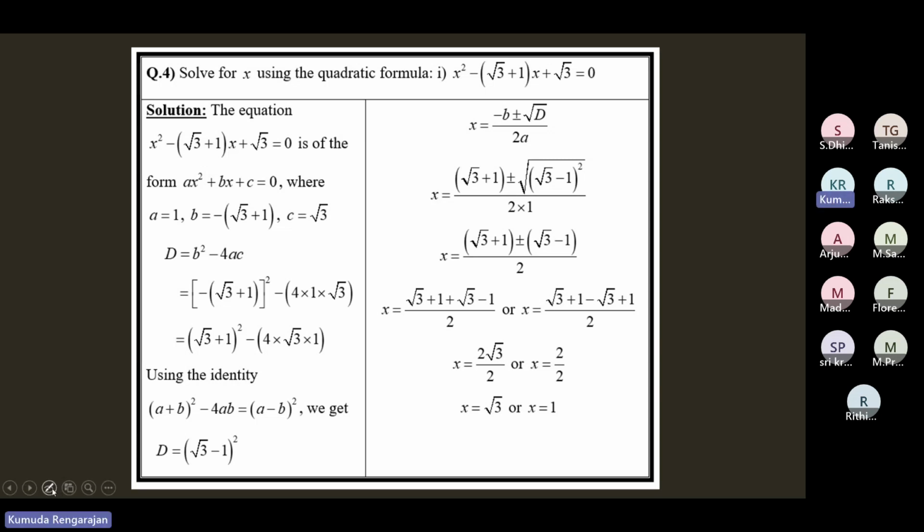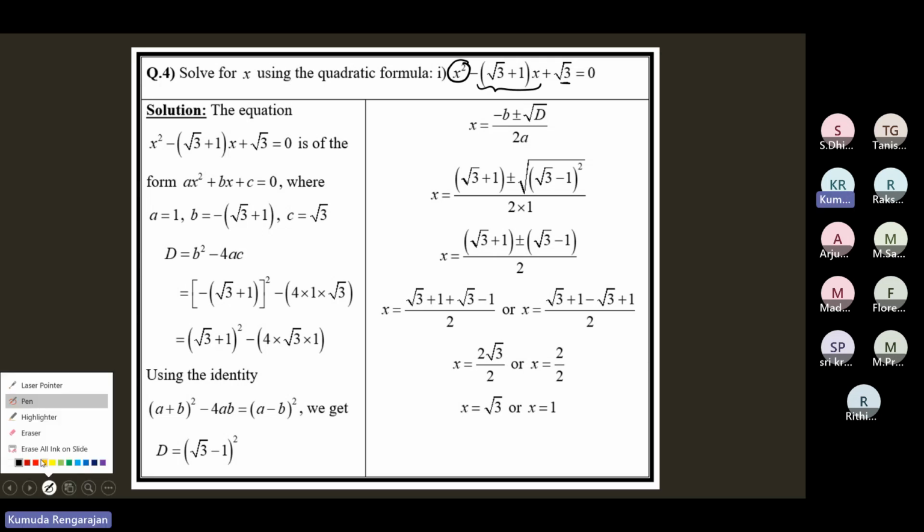So to use the quadratic formula, the given quadratic equation must be in the standard form. Standard form meaning you should be able to see one x square term, one x term, and one constant. Because you'll have to get the values of a, b, and c from the quadratic equation to use the quadratic formula. And it is in the standard form here. You can see the x square term, this is the x term, and this is a constant.